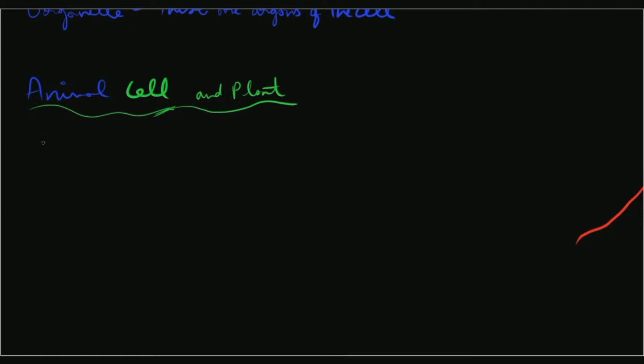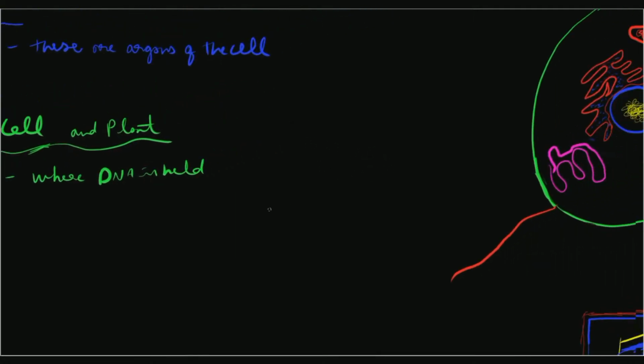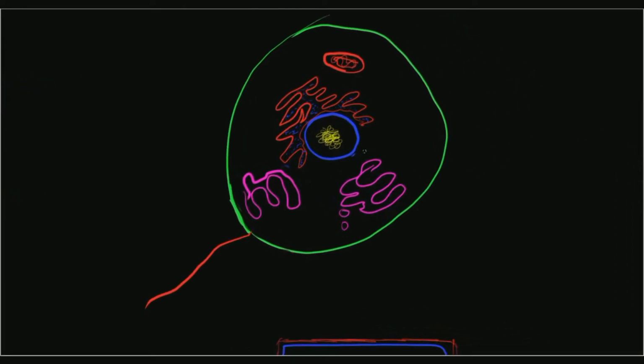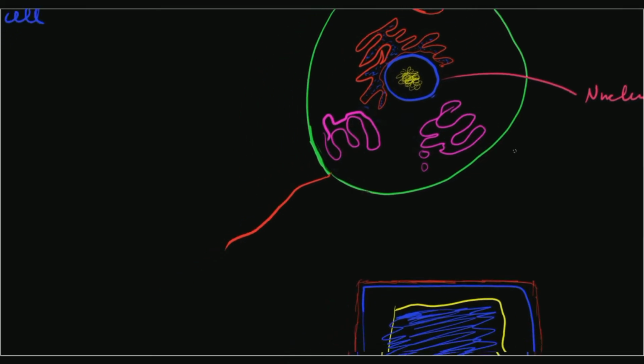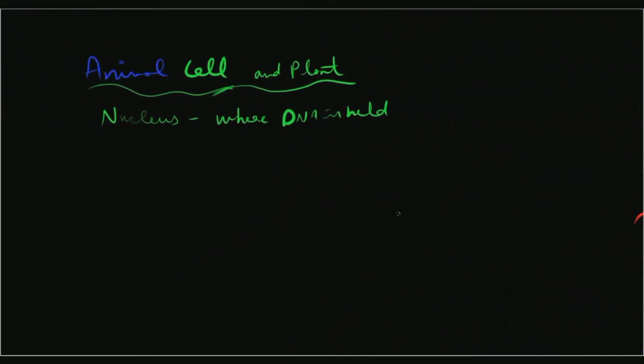Okay, so the main thing is the nucleus. The nucleus is the area where the DNA is held. As you can tell, this would be the nucleus. Let me get a different color for that. There you go. So this is the nucleus. If you like the drawings, it took me like 10 minutes to draw that. It's pretty nice, one of my best.